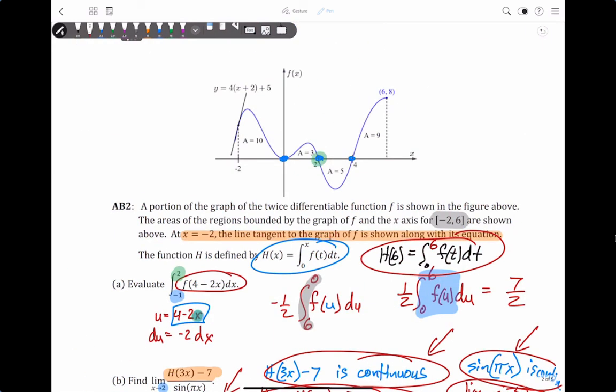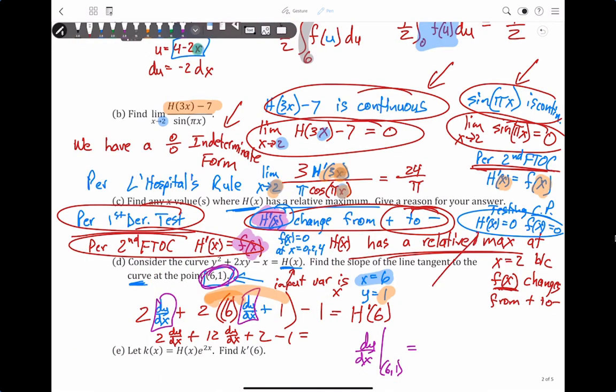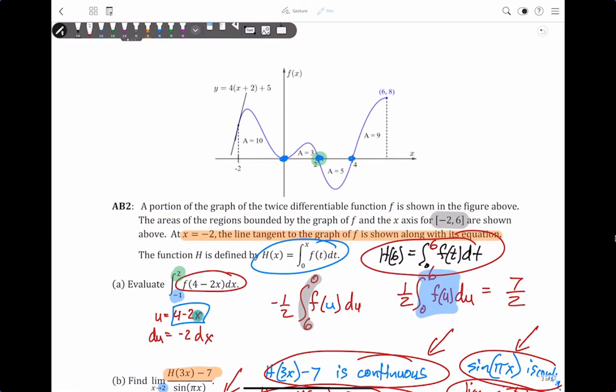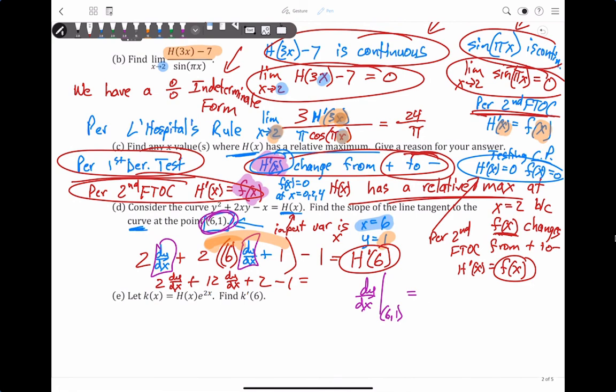Well, what is h prime of 6? We know from other parts, the second fundamental theorem, so I'm going to mention it again because I'm using it again in this piece, that h prime of x is f of x. Therefore h prime of 6 is f of 6. Well, f of 6 is the y value on this f of x graph at 6, which is going to be 8. So f of 6 is 8, and we're going to put h prime of 6 as 8. Very, very clever question.